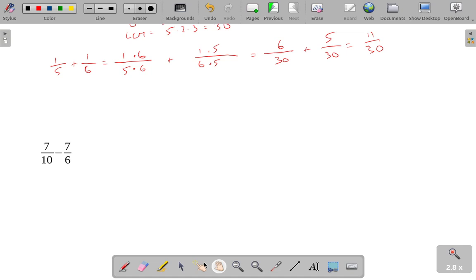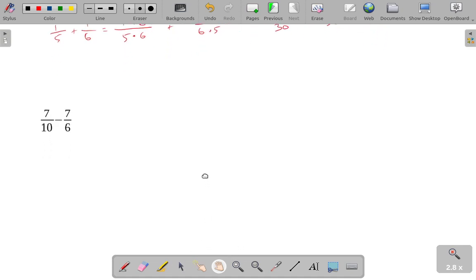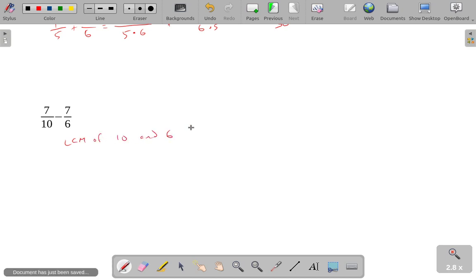Alright, let's do 7 over 10 minus 7 over 6. The same rules work for subtraction as for addition. So I'm going to start off again by finding the least common multiple of 10 and 6. 10 is 2 times 5, and 6 is 2 times 3. The least common multiple here is 2 times 5, so I'm starting off with my 10. I already have a 2, but I do need a 3. So this is 30. My least common multiple is 30 again.